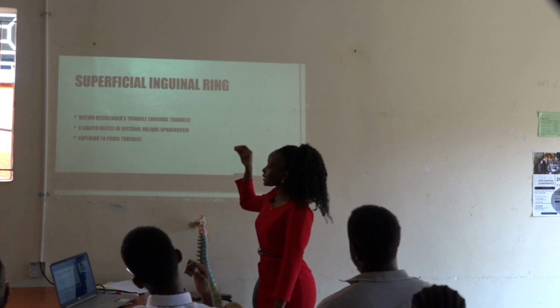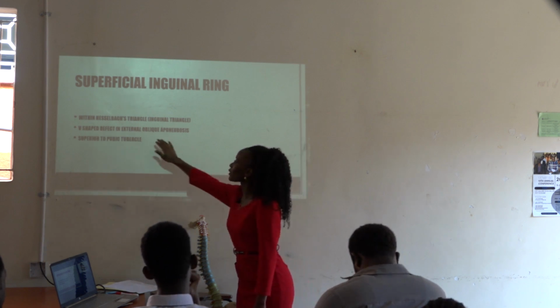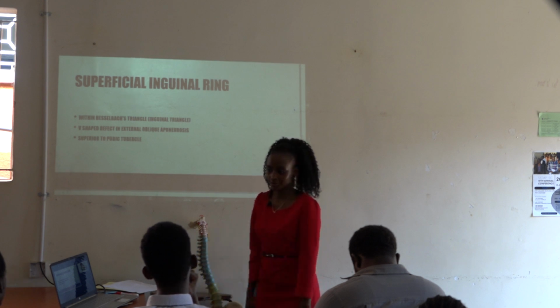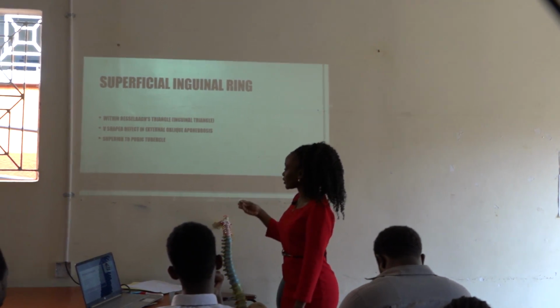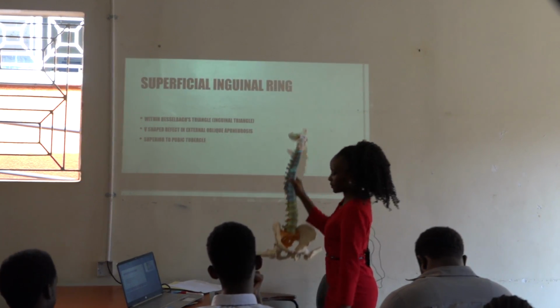So this ring lies within the triangle. It's V-shaped and it's formed by the external oblique aponeurosis. That's why it's superficial. Then it's superior to the pubic tubercle, so it's around here.